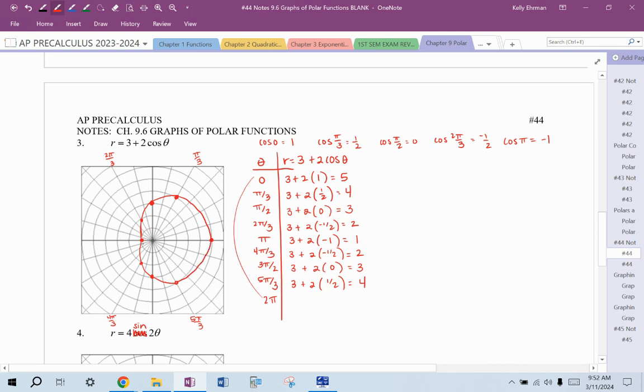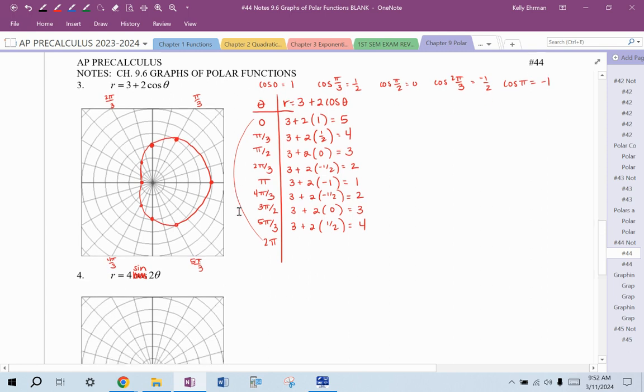This is called a cardioid. It kind of looks a little bit like a heart, depending on what you get here. Or no, is this a cardioid? Sorry, no, this is a dimpled cardioid. The types don't matter, but if you squint on its side, it kind of looks like a heart, basically.